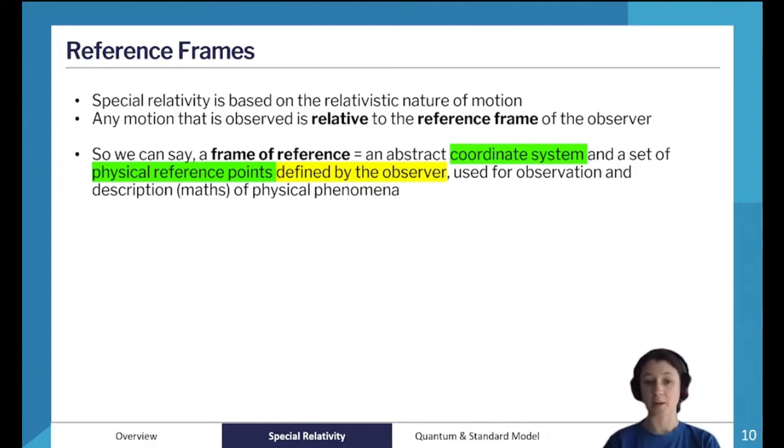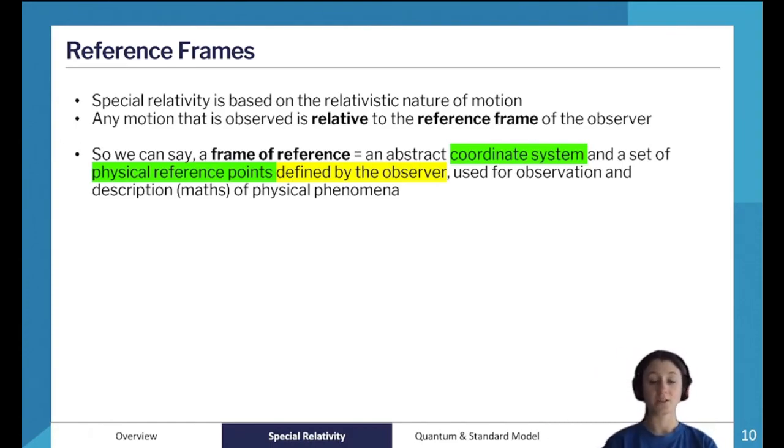Reference frames is something that you need to be able to define, and that's in the syllabus. You need to be able to define what a reference frame is. Very simply, a reference frame is basically just how something can be observed. So an observer has a reference frame. Almost anything can be a reference frame. A bug could have a reference frame. It's just anything in which something can be observed.